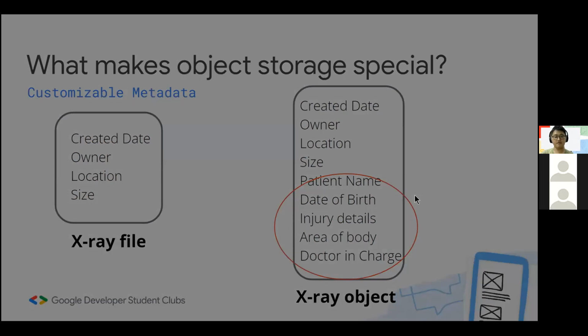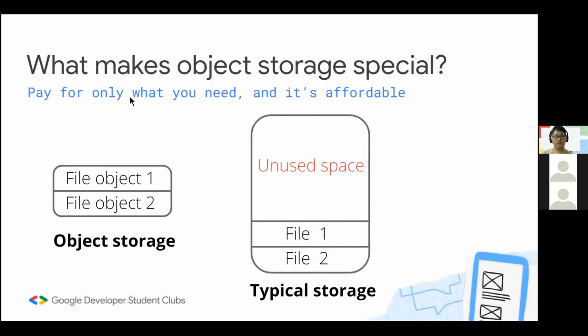Okay, so secondly, you only pay for what you need, and it is very, very affordable. So we know that in our typical storage, let's say we buy a server or a computer, we normally buy, let's say, 512 GB of storage.